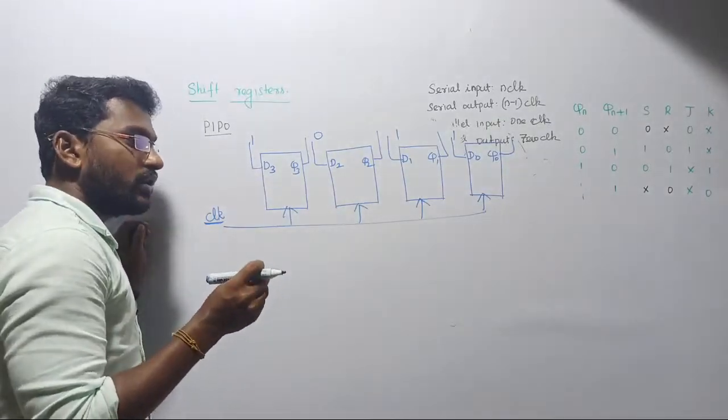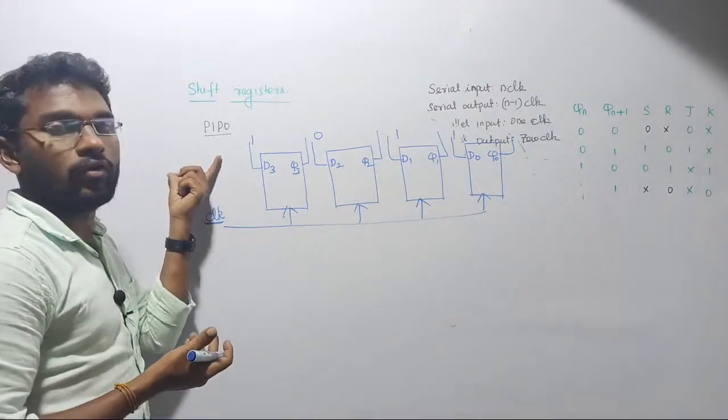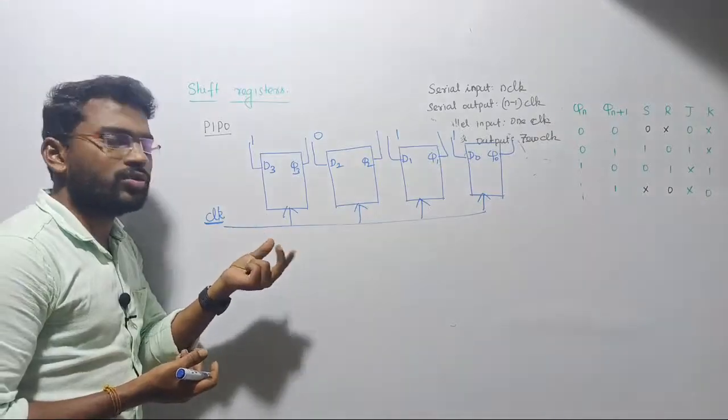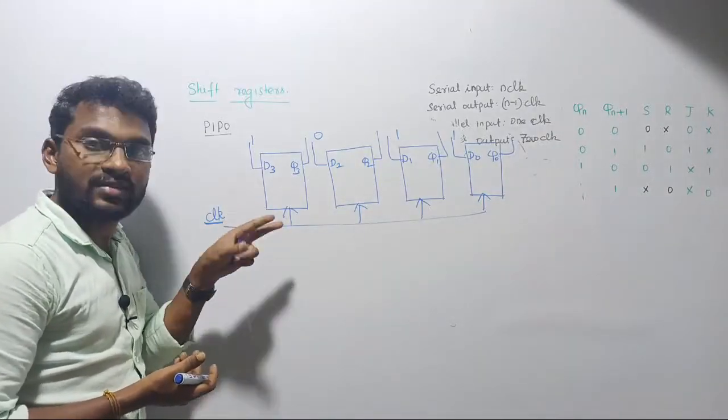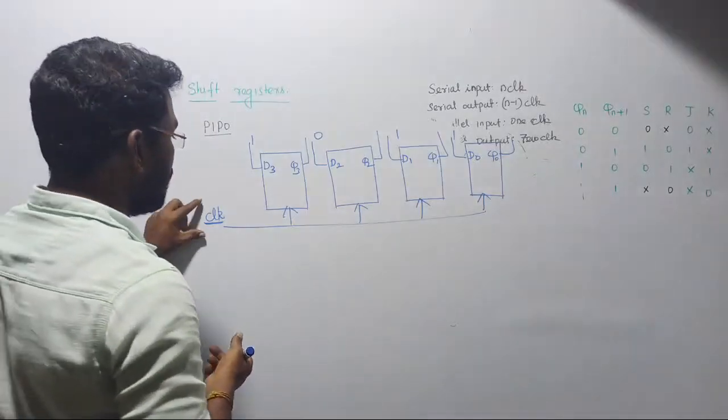In synchronous counters, the counter we design is called a ring counter. That ring counter is possible with the help of a shift register. So a shift register can also act as a ring counter. A ring counter is known as a synchronous counter, so it can also act as a synchronous counter. Clear? Okay, fine. Let us continue our journey.